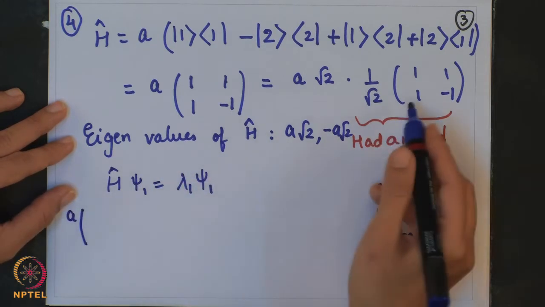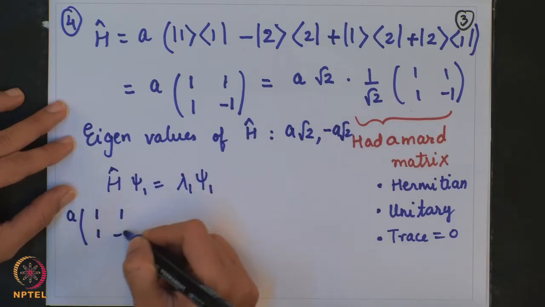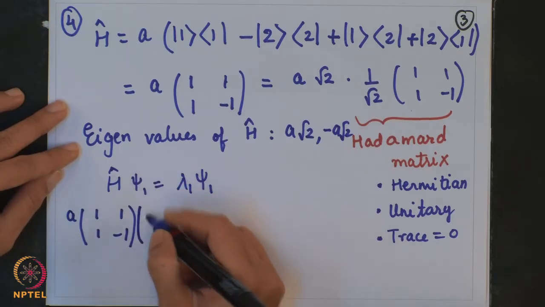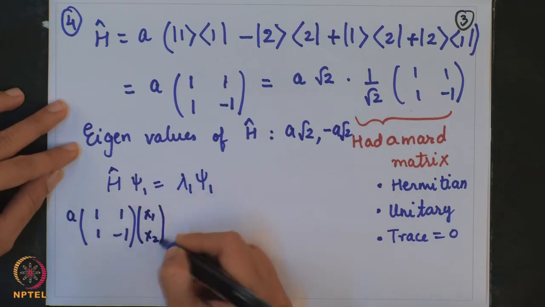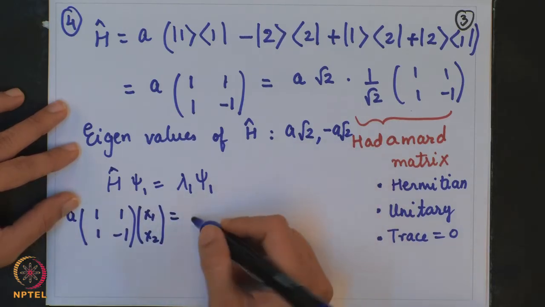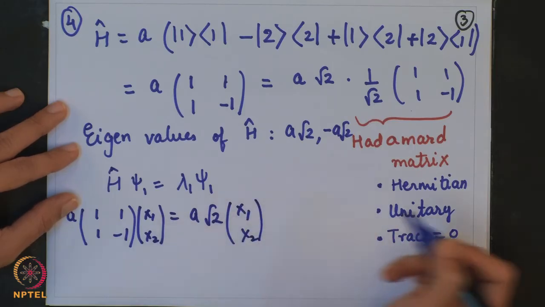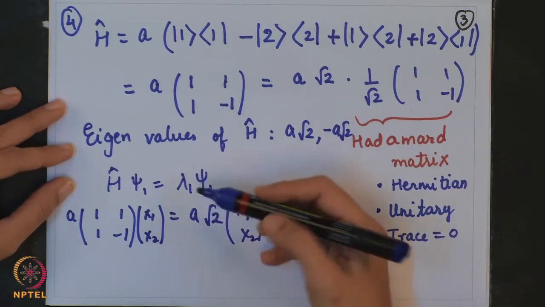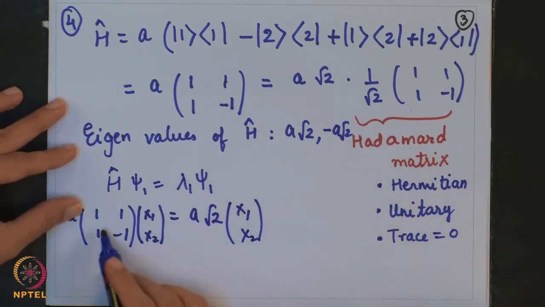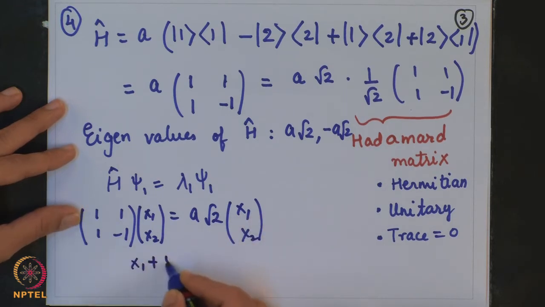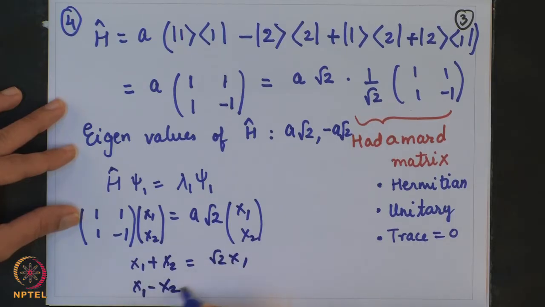So, H is nothing but 1 1 1 minus 1, and let me call this column vector x1 x2, which I need to calculate. This is A root 2 x1 x2, and now it is very simple, you just have to evaluate this. So, x1 plus x2 will be root 2 x1, and x1 minus x2 will be root 2 x2.